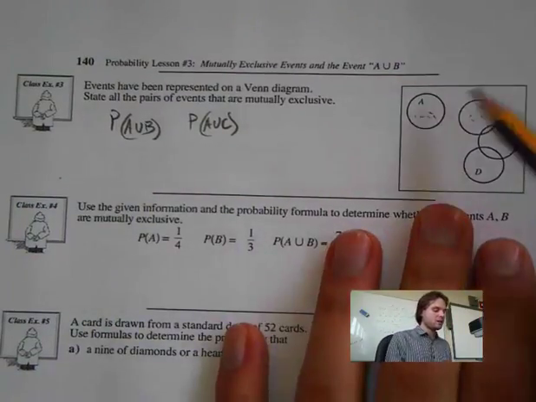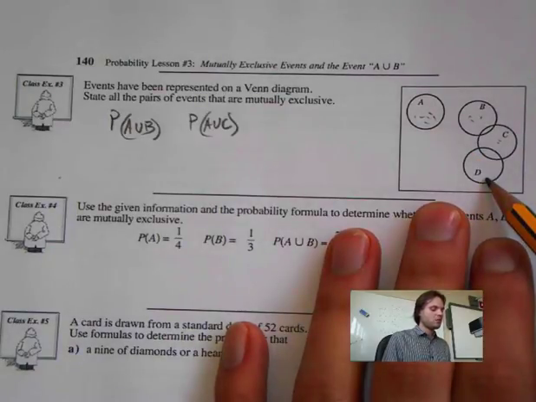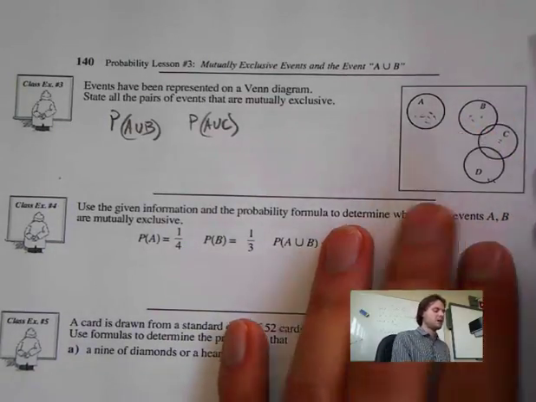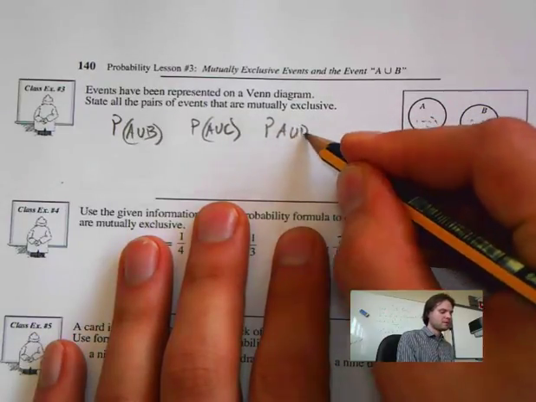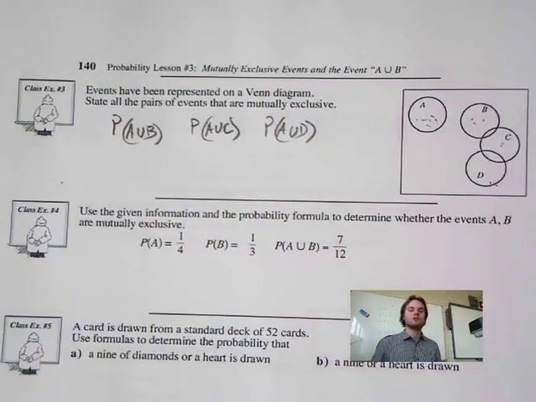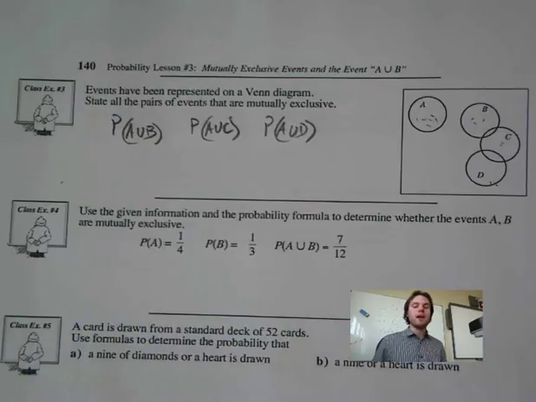The other one is probability of A or D. None of D is in A. These as well are mutually exclusive. So the union of A and D are mutually exclusive. There is no overlap. We won't have to subtract the ands.